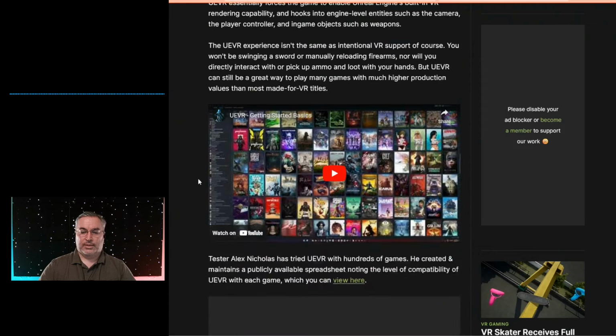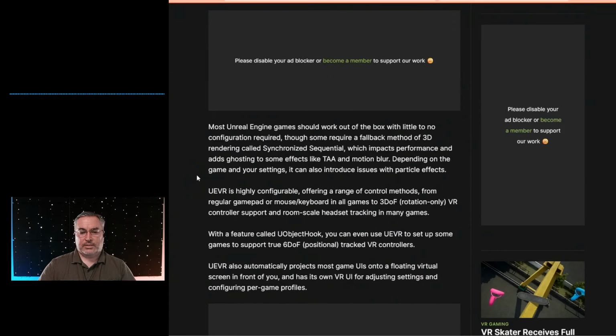Reality Hacker and the Continuity Report, which is tomorrow. So it says here, most Unreal Engine games should work out of the box with little to no configuration needed, though some require a fallback method of 3D rendering called synchronized sequential, which impacts performance and adds ghosting to some effects like TAA and motion blur.